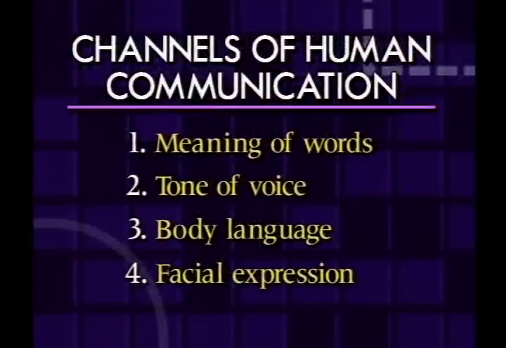Next, we're going to talk about communication problems in Alzheimer's disease. Before we talk about what goes wrong, let's review a little bit about channels of human communication. Remember in the brain function section, we talked about how the processing of auditory information occurs in the brain, that there are different parts of the brain that interpret the meaning of words, the tone of voice, body language, and facial expression. Each one of those different functions is stored and recorded in a different part of the brain.